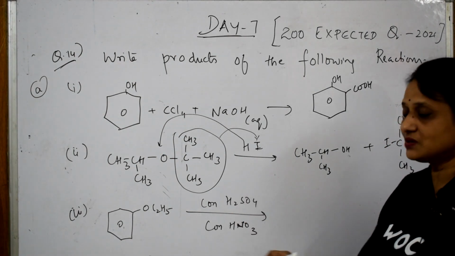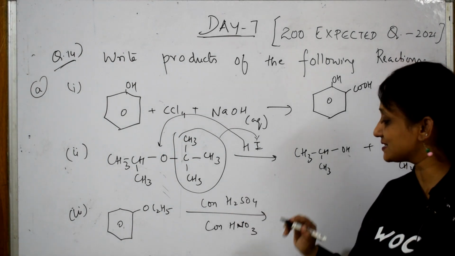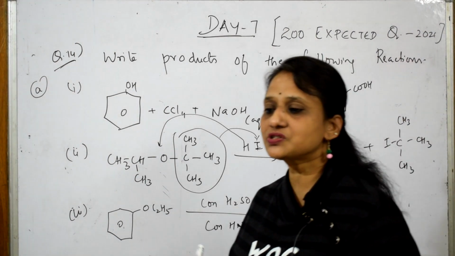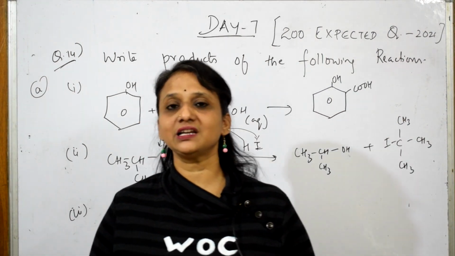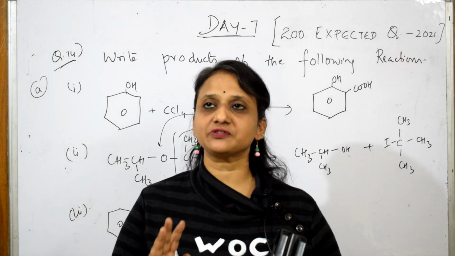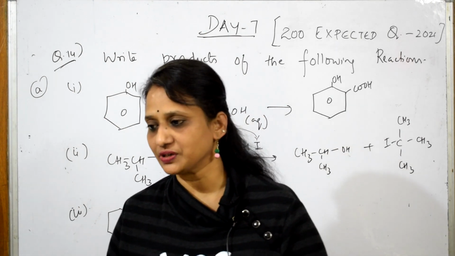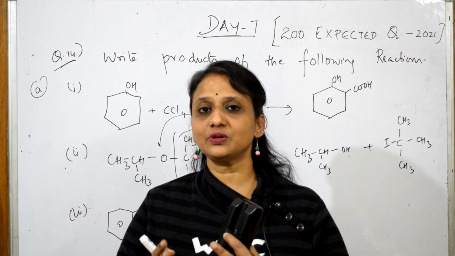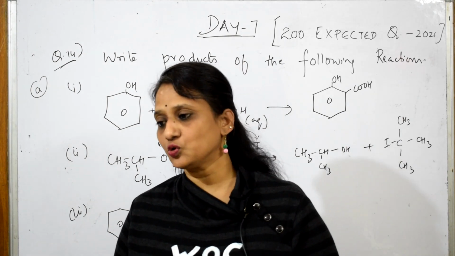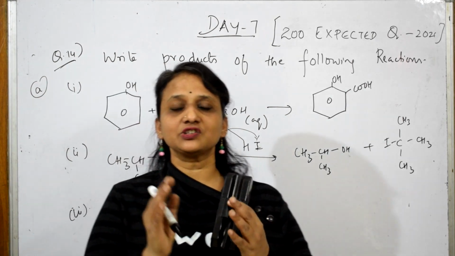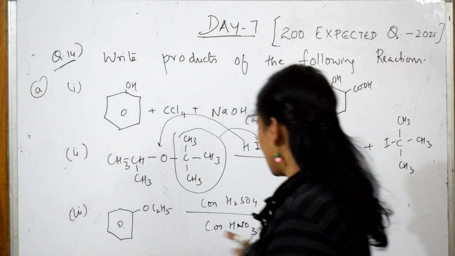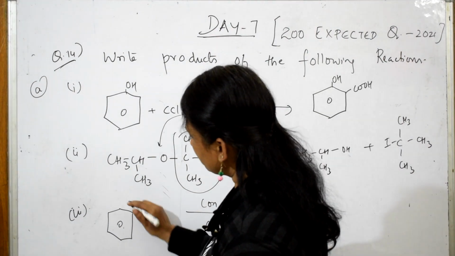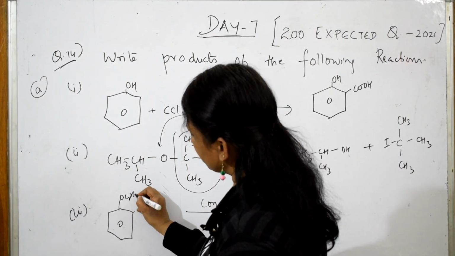So basically what is this, students? This is a nitrating mixture. Nitrating mixture is, first of all, an electrophilic substitution reaction. This electrophilic substitution is going to add the electrophile NO2 plus. This electrophile is going to give me two different products. What are they? Check, students. This can be written like this also, no problem.